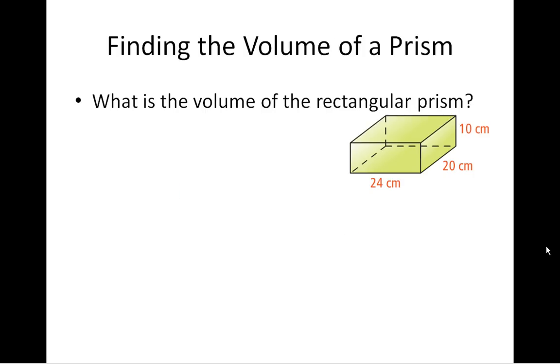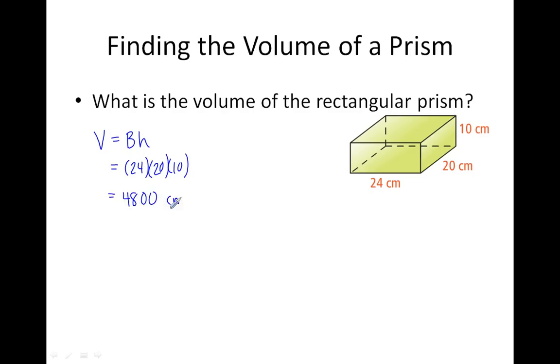So in this example, what is the volume of the rectangular prism? Well, volume is the area of the base times the height. The area of the base in this one is going to be 24 times 20, times the height, which is 10. Put this into our calculator, we get 4,800. Our unit is centimeters, so our answer is cubic centimeters, or centimeters cubed.